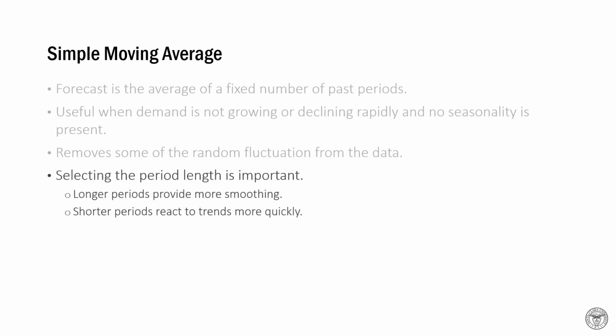One crucial aspect of SMA is the selection of the period length. A longer period length offers more smoothing, thereby minimizing the impact of short-term fluctuations, but might be slow to react to real trend changes. Conversely, a shorter period length enables the SMA to react more quickly to trends, making it more sensitive to recent changes, but potentially leading to a noisier signal. In essence, the choice of period length in SMA involves a trade-off between responsiveness and stability.